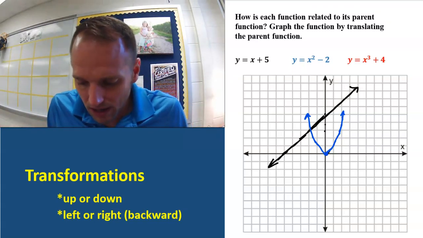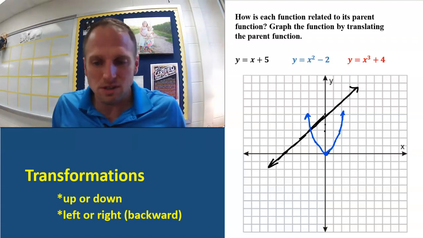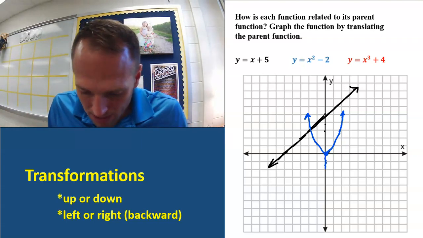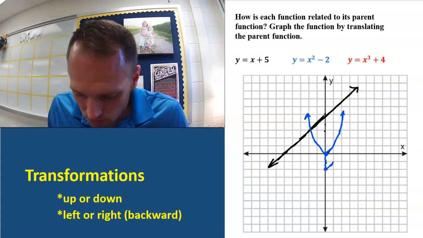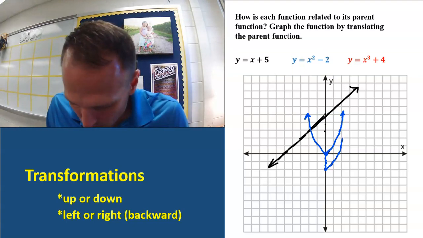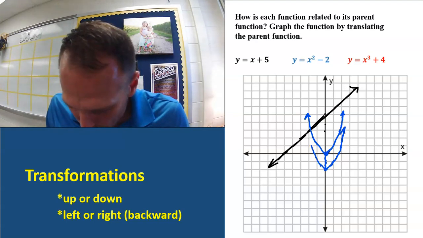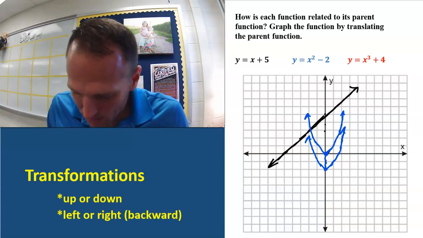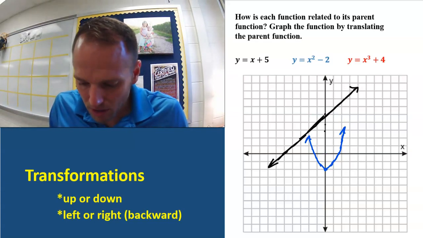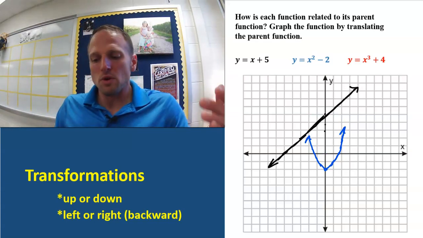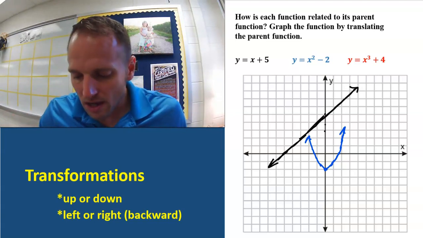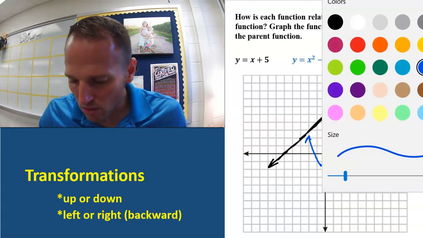So again, I'm going to start right there at that middle point, at 0, 0, and I'm going to work it down 2, and then just draw the exact same graph, looking like that. All right, so it was the exact same parent function, parent graph, but we just had to move it down 2. Let's look at y equals x to the third plus 4.